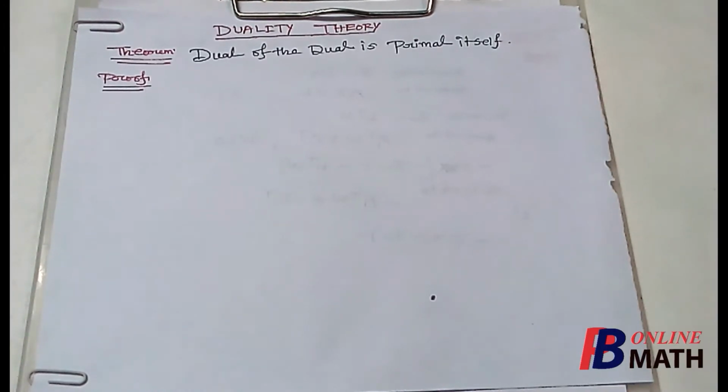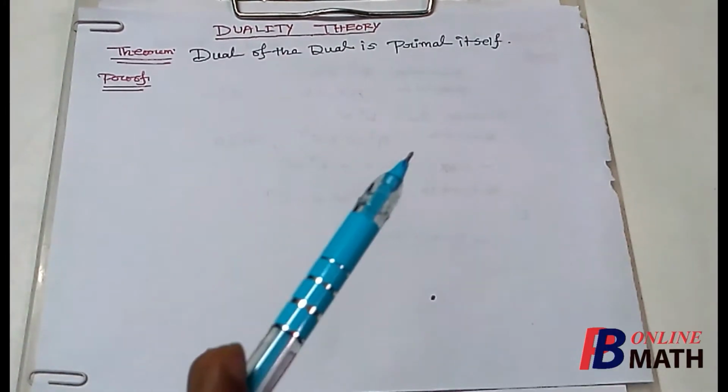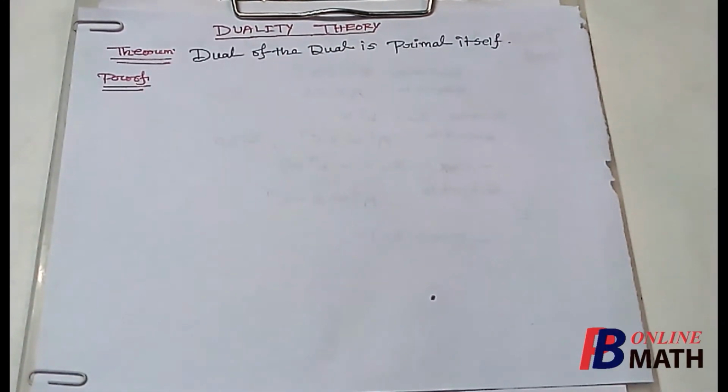Now in this part we shall first consider a very important theorem on duality theory. The theorem states that the dual of the dual is the primal itself. That means if we consider any primal problem and first find its dual, and after that again find the dual of the dual problem, then we shall find the primal problem itself. So we have to prove this theorem.